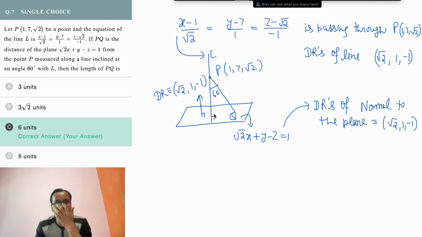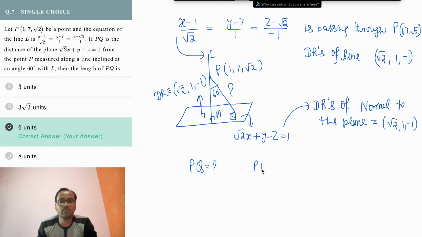Okay, by looking at the information we have observed that this line is perpendicular to the plane, suppose this is the plane, and the line is exactly perpendicular to the plane. We want the distance of point P from the plane at an angle of 60 degrees. So this PQ length we want. First of all, can we find this PM? PM will be the perpendicular distance of point P from the plane.